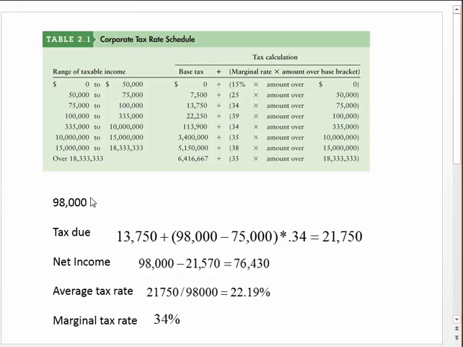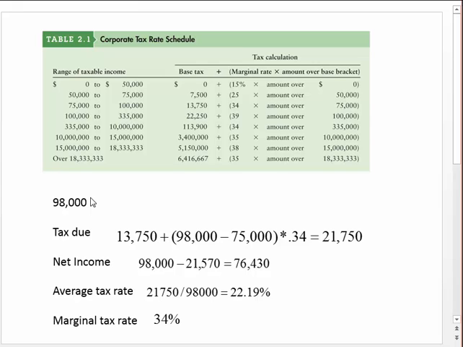The average tax rate is a calculation of what tax you pay on the average dollar that you make. So you take the tax liability, $21,750, and you divide that by the taxable income. So in this case, the average tax rate is 22.19%.